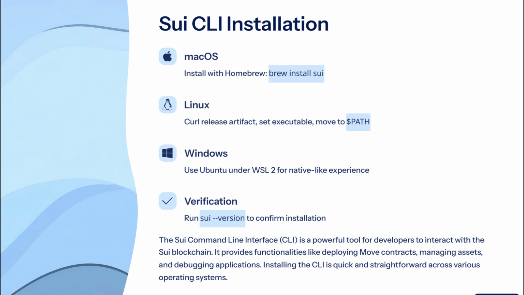Whichever route you choose, finish with sui --version. A semantic version string proves the CLI found its dynamic libraries and the shell found the binary. If the command is unrecognized, double-check that the install directory appears in your environment's path variable.